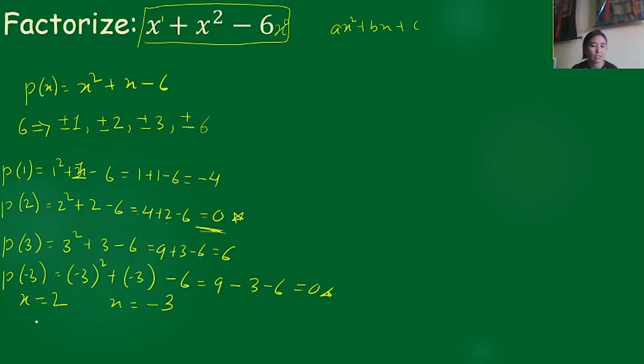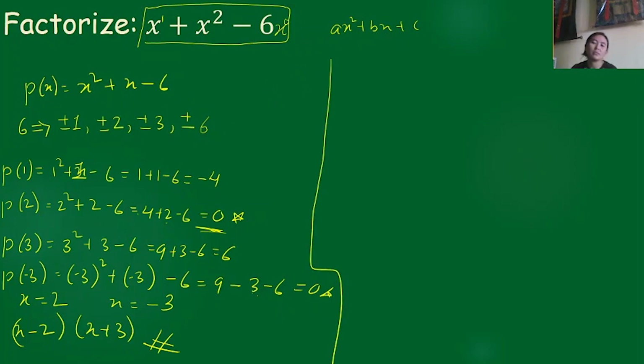Therefore what we can say is x minus 2, and when you move this minus 3 towards the left hand side, you will get x plus 3. Now these are the factors of the given polynomial, and we have expressed the given polynomial as a product of its two factors. Now for the same question, we'll use the splitting the middle term method.